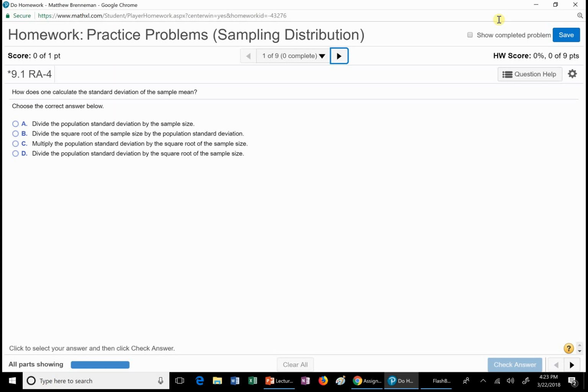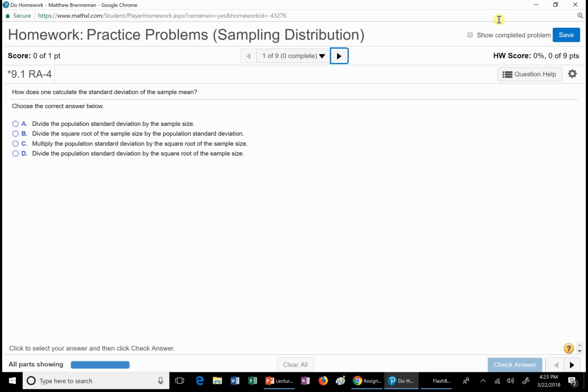Okay, let's try to morph this. So for A, here's how we're going to do this. We're going to say that the population standard deviation of x bar for a sample size of n is equal to... for A it says divide the population standard deviation by the sample size. How would I write that in terms of those symbols? By the population standard deviation by the sample size, what do you think? Close. It doesn't say square root, so it'll just be n.